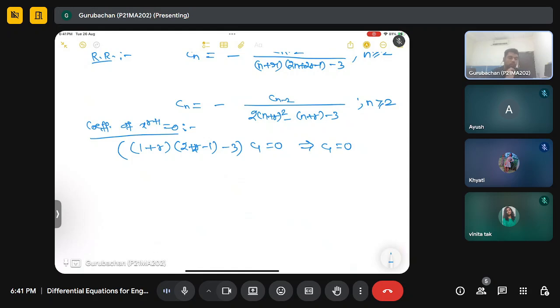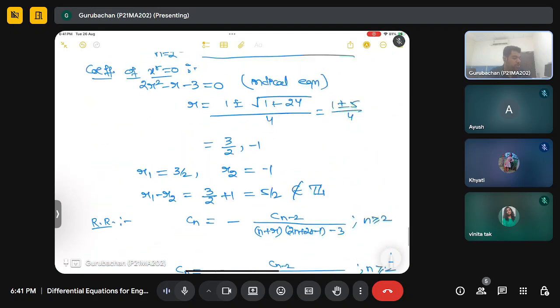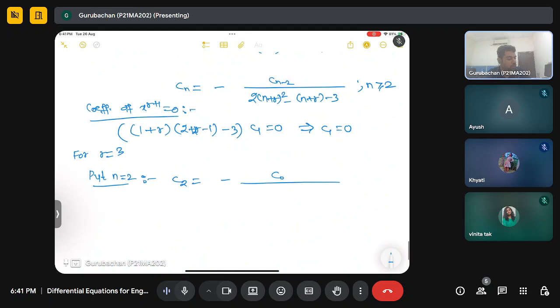Okay. Now use the recurrence relation. Put n equal to 2. What will you get? c2 as minus c naught divided by... and we are finding the solution for r equal to, we have 2 roots, 3 by 2 and minus 1. We are finding for 3 by 2. So for r equal to 3 by 2, what will you get?